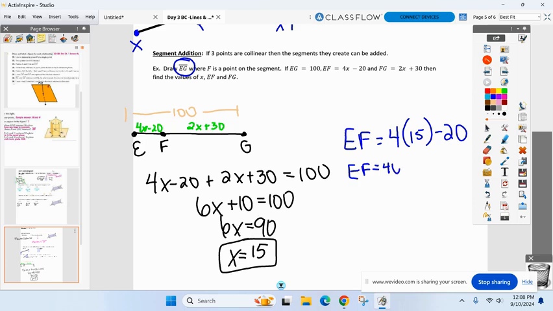So then FG has to be 60. Oh, does it? You did that without even plugging in. How? Because it has to equal 100. Okay. There we go. Back in the algebra saddle. Good work.